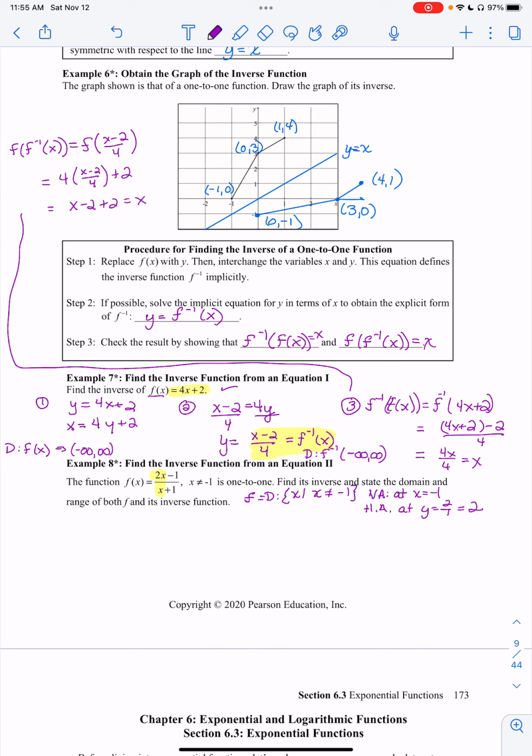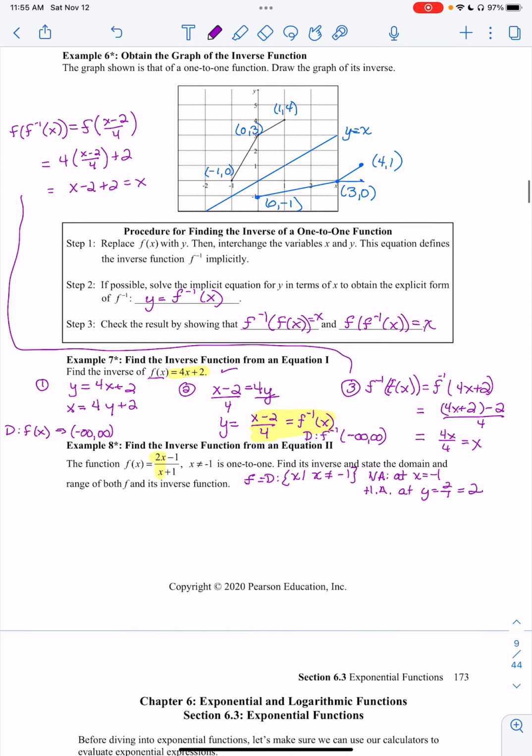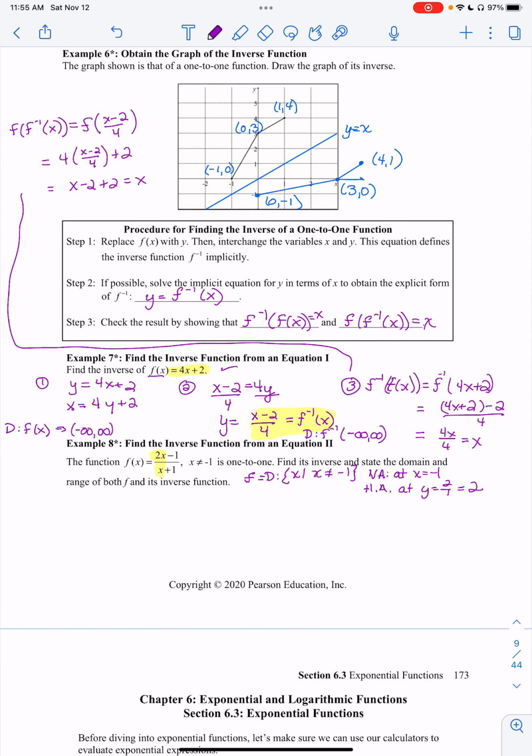So let's go ahead and go through the process of trying to find our inverse. First we're going to set f of x equal to y, so we have y equals (2x minus 1) over (x plus 1). We're going to switch the x and y's, so we have x equals (2y minus 1) over (y plus 1).